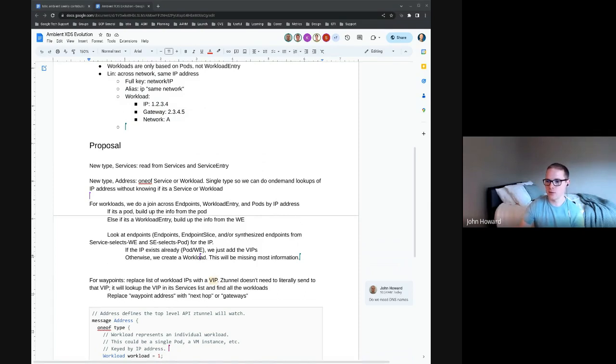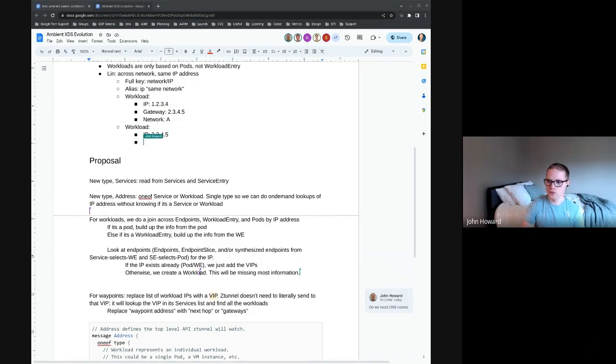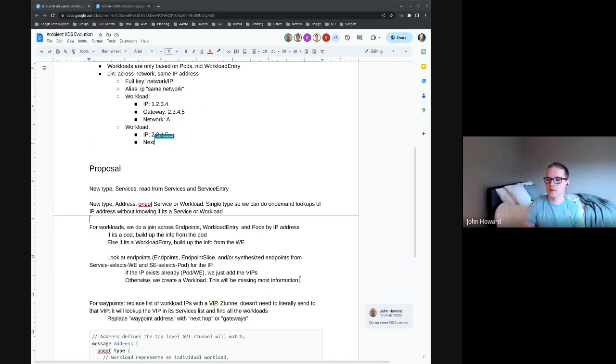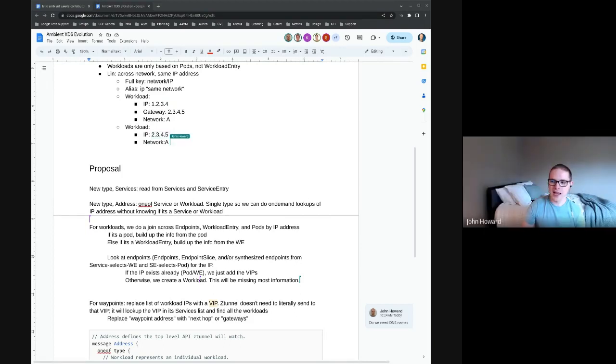But I think that's not how workloads are represented. Is this what you're saying? Let's say we have an east-west gateway. The IP address is 2345, right? And it's in network A, and the workload has this IP address. I think what you're saying is that you want to represent all these workloads in this remote network as having the IP address of the gateway, because that's how the routing happens, right? The hop goes to the gateway first. Yeah, but this is not the IP address of the workload.